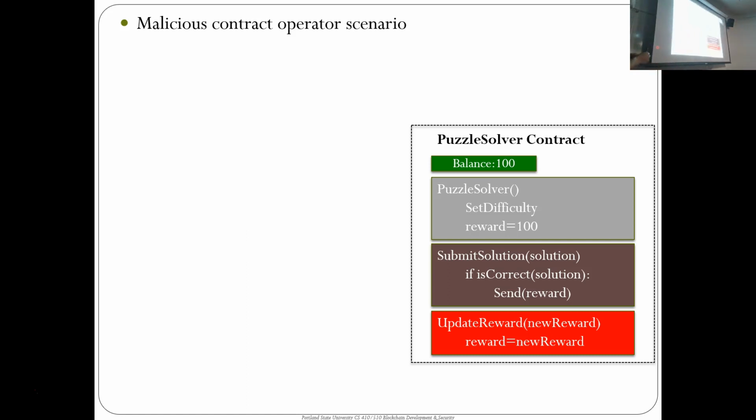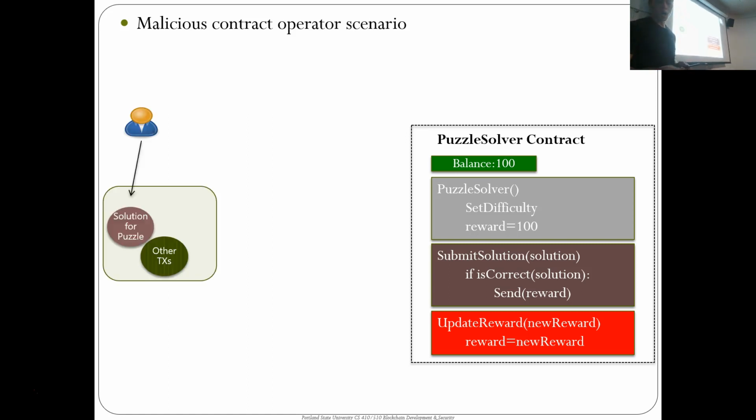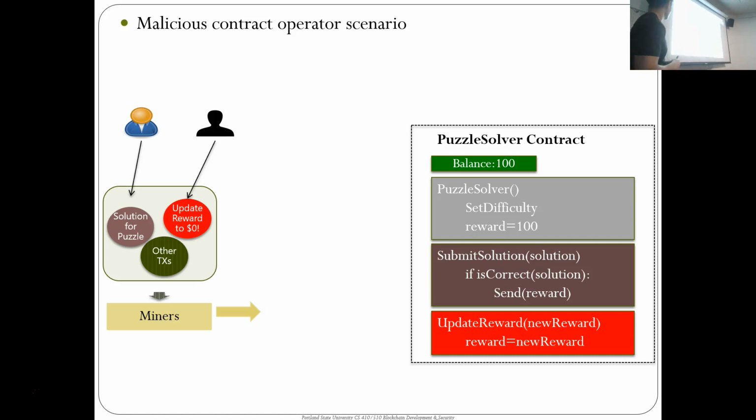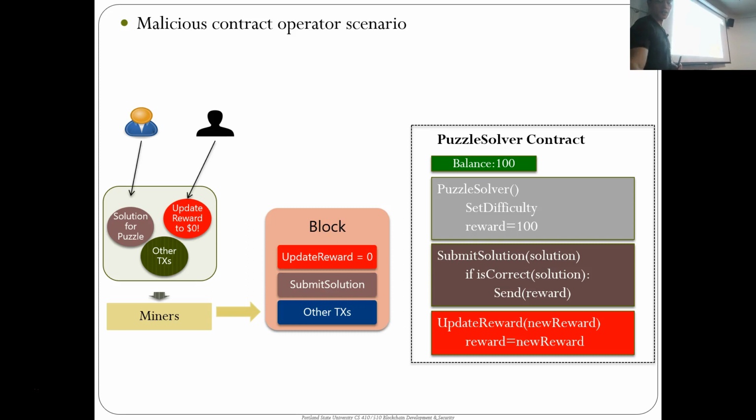And then the malicious contract operator scenario is this way. So I just want to get free work from other people. I have this game that looks legitimate. And then when the user solves the puzzle, what I can do as a miner, I can call update reward on the same block, because this has not been mined yet. I can say update reward to $0 in the same transaction, and then the miners will, because I've boosted this gas price on my update reward transaction, I can then do both of these.